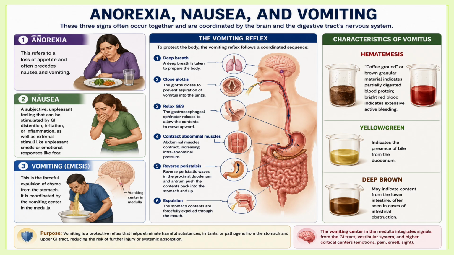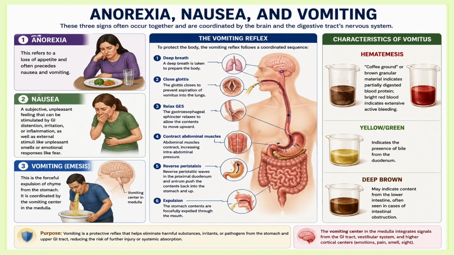Now, nausea is a subjective and unpleasant feeling, right? Somebody can tell you they feel nauseated, but you can't see them nauseated. So this is the urge to vomit, just the urge. They haven't vomited yet. Now, this can be triggered by a variety of stimuli. This can include GI distension, irritation or inflammation. Interestingly, it can also be sparked by external factors, like processes of the brain. For example, unpleasant smells or strong emotional responses like fear.